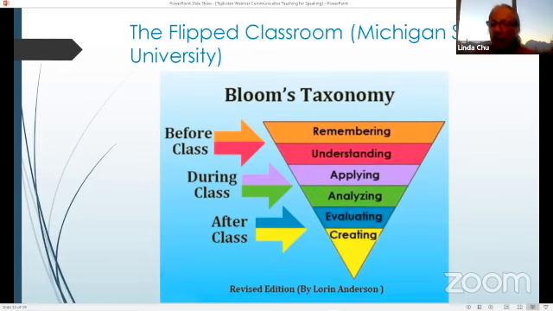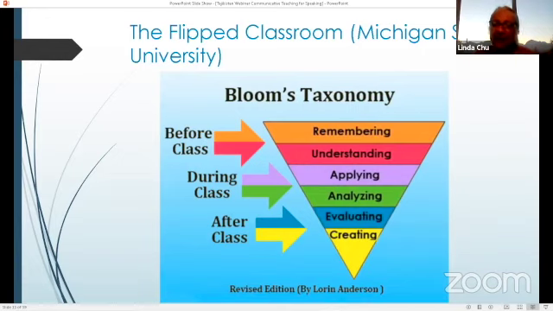So they're prepared now when they come to class, and you can see on the chart during class, applying and analyzing. They're going to work in groups. They're going to maybe work in pairs, whatever you decide, but they're taking the information that they have already processed on their own, and now they're using the time wisely in the classroom. They're using the time to be able to actually speak and communicate. This is a great idea for speaking.